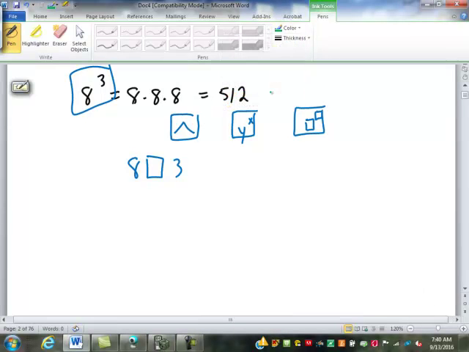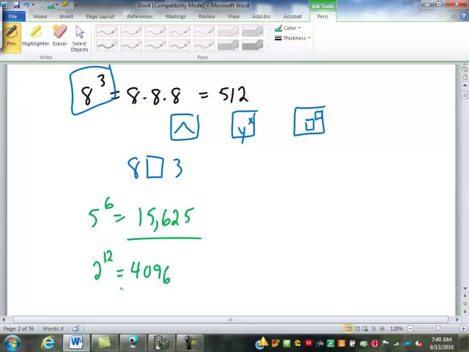So then 5 to the power of 6. 15,625. How about this one? Oh, of course. 2 to the power of 12, 4,096. Do you even think about this, or you just, you got it memorized?